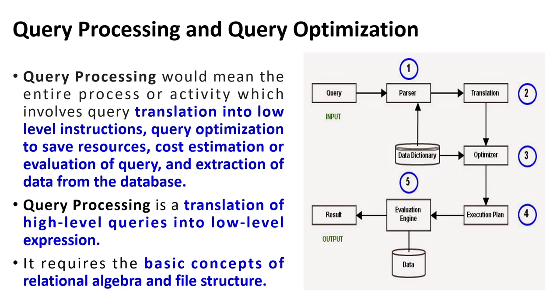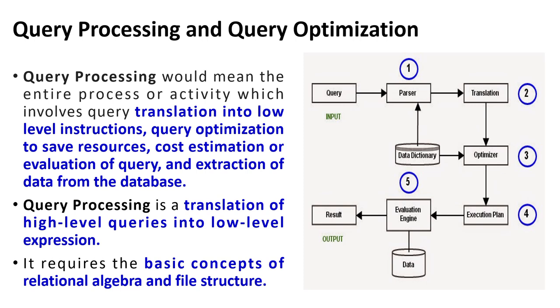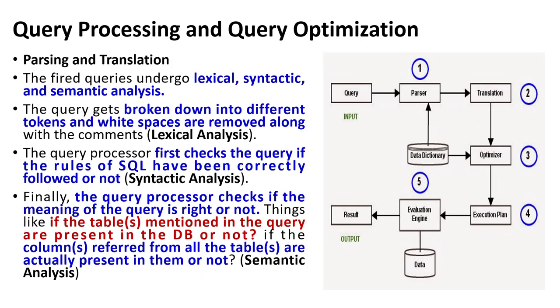Query processing. Query processing includes parsing, translation, optimizing, execution planning, evaluation engine, and result. Query processing is a translation of a high-level query into a low-level expression. It requires basic concepts of relational algebra and file structure. Parsing and translation consist of lexical, syntactic, and semantic analysis. The query is broken down into different tokens, with white spaces removed along with the comments. This is called lexical analysis.